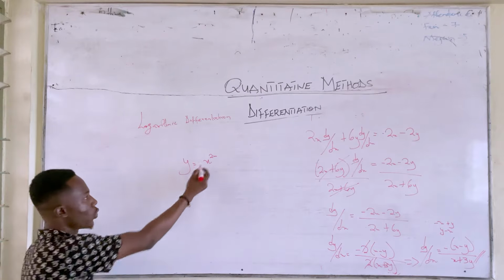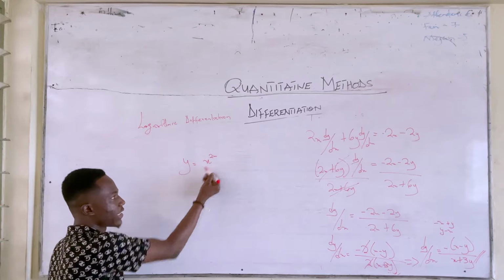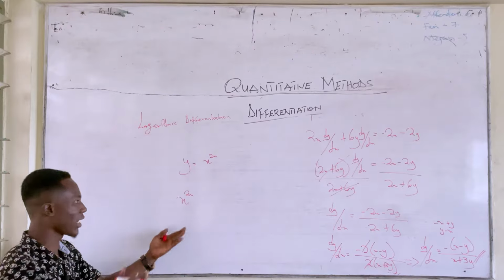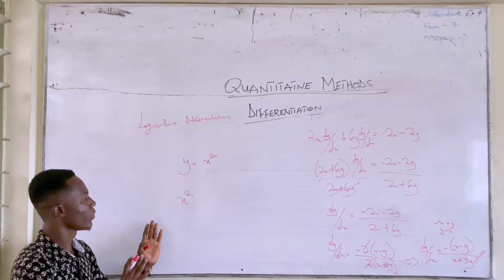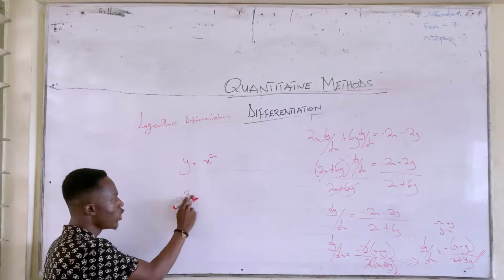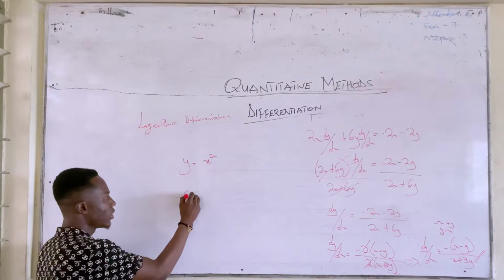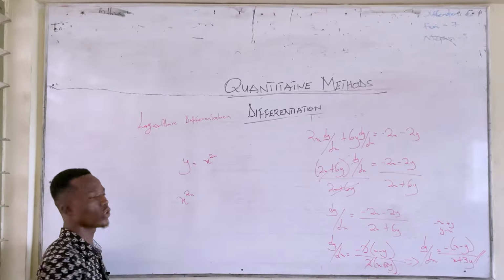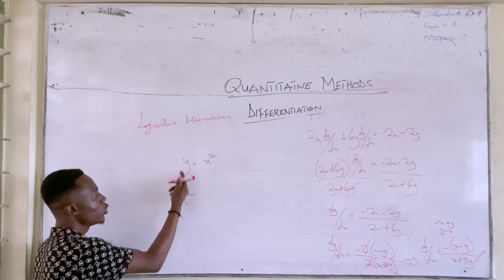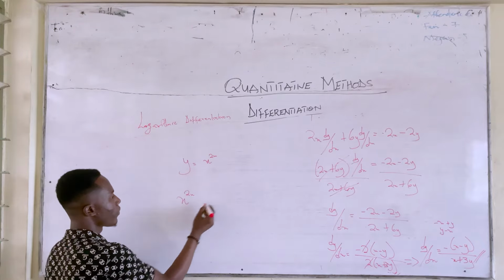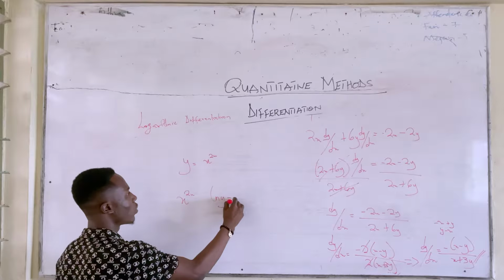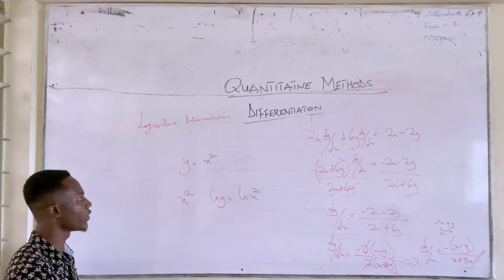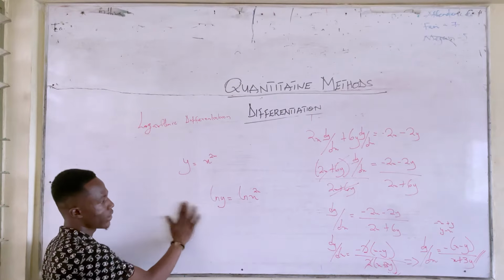Do you see that? You cannot differentiate x to the 2x just like that, using the power rule. If it were only 2, you would have used the power rule, but the exponent is 2x, so you can't use the power rule. So in this case, you have to use what? Logarithm. You introduce ln on both sides. So ln y equals ln x exponent 2x. That is the difference between this and the first one. Do you get it? Okay.